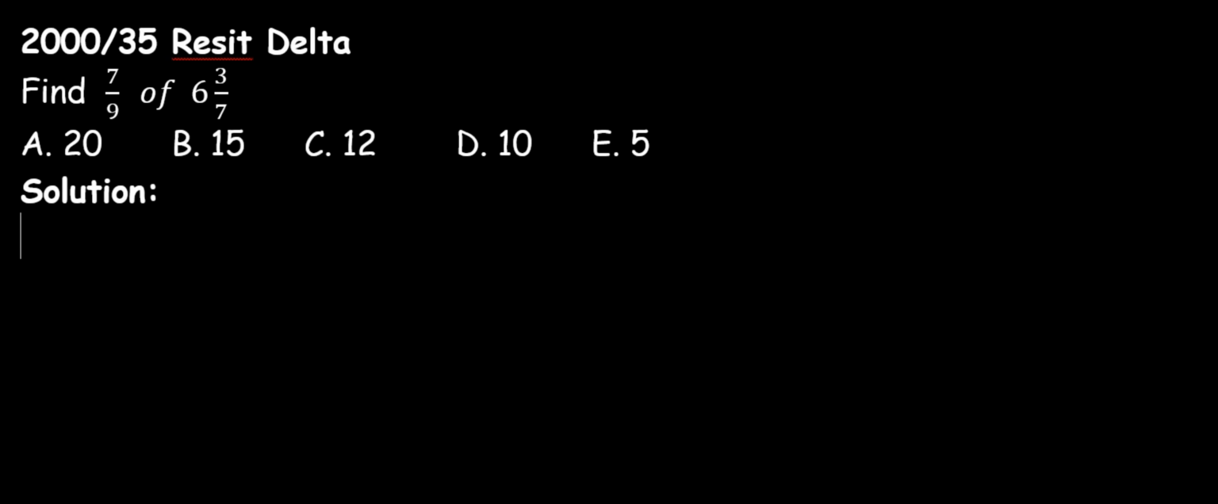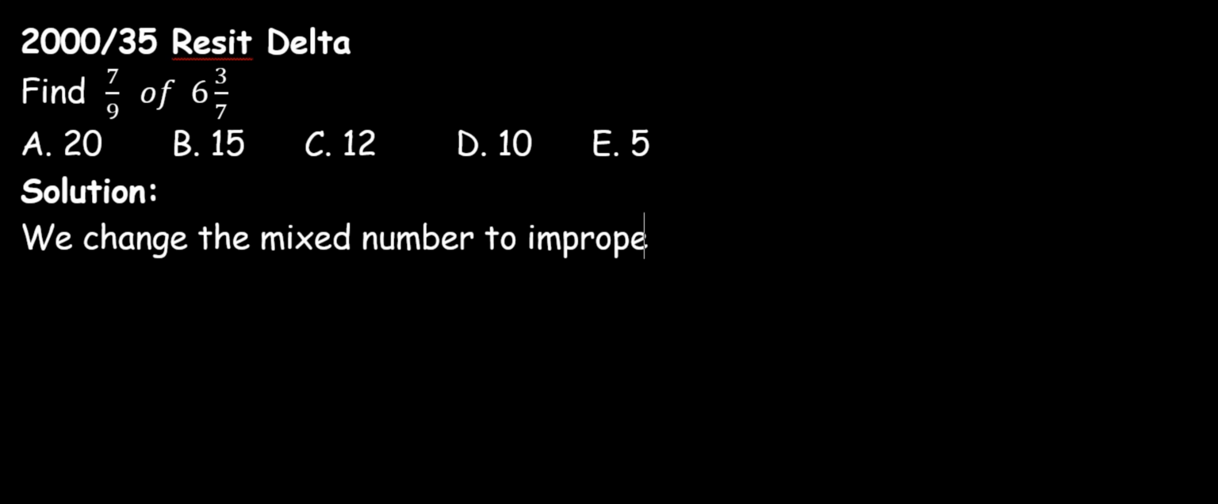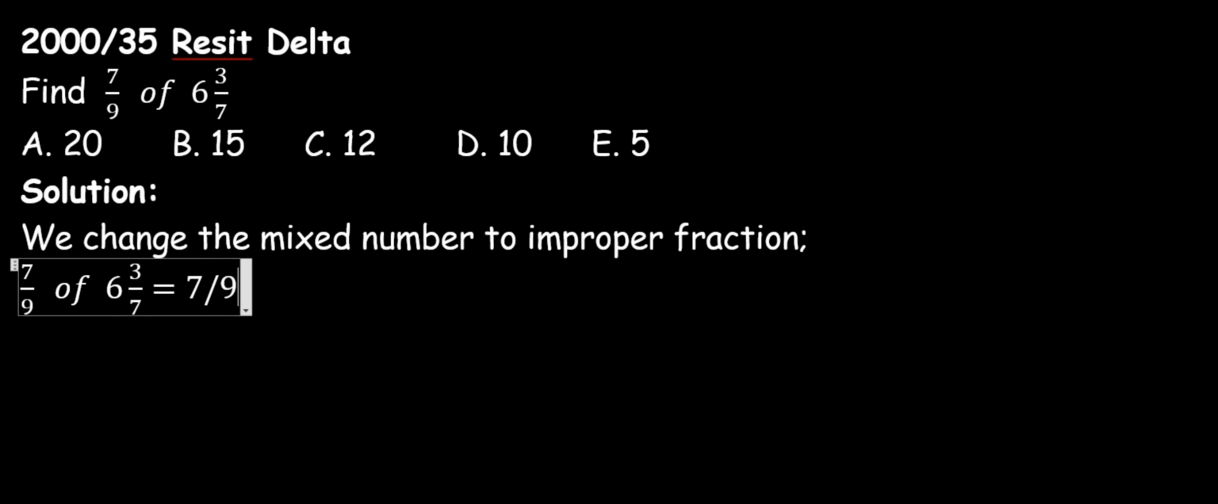Another example. Find 7 over 9 of 6 whole number 3 over 7. The options are given. Solution. We change the mixed number to an improper fraction, knowing that of is multiplication. Our given problem, 7 over 9 of 6 whole number 3 over 7, will be equal to 7 over 9 times 45 over 7. Sometimes we cancel out and we are left with 5 over 1. The result will be equal to 5 over 1.